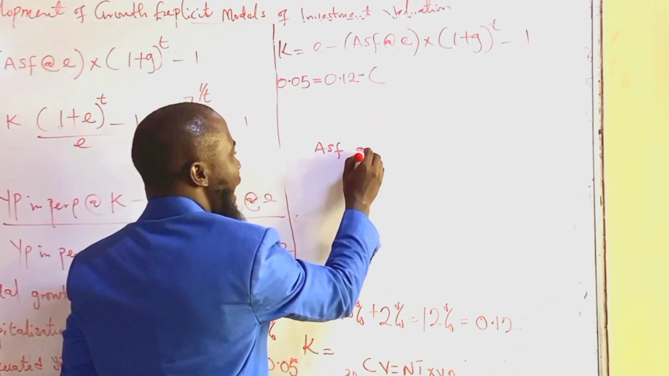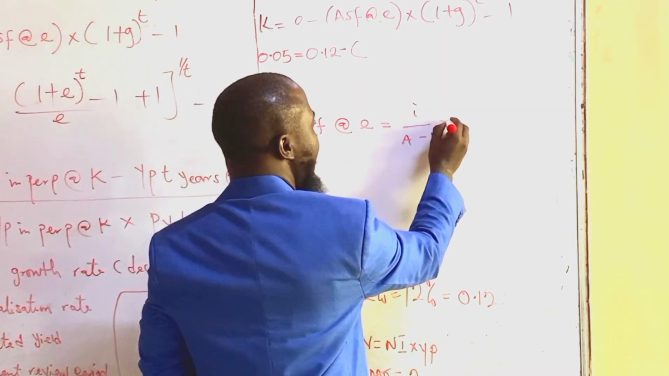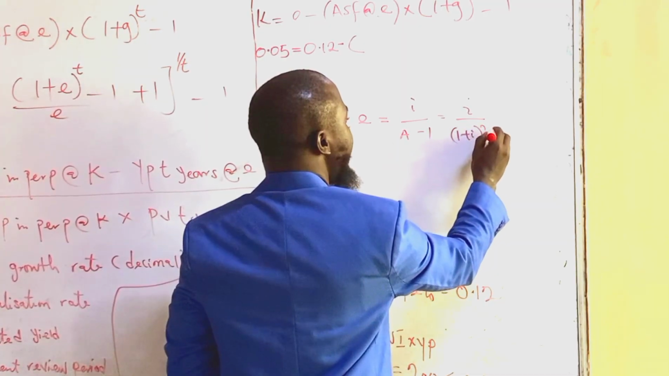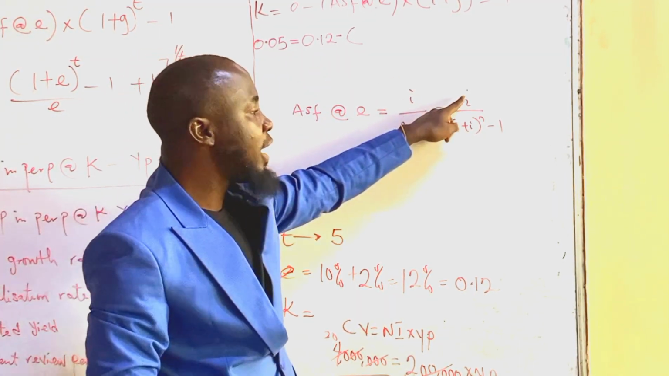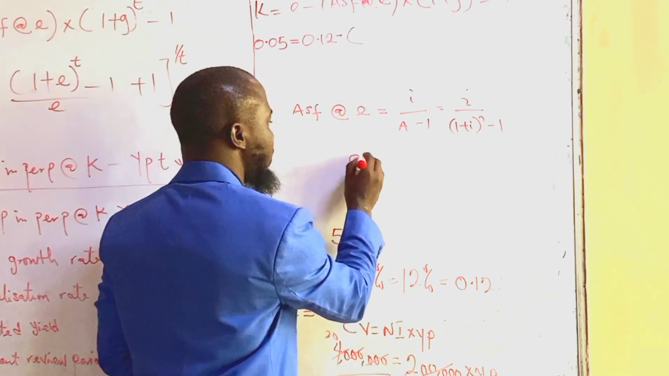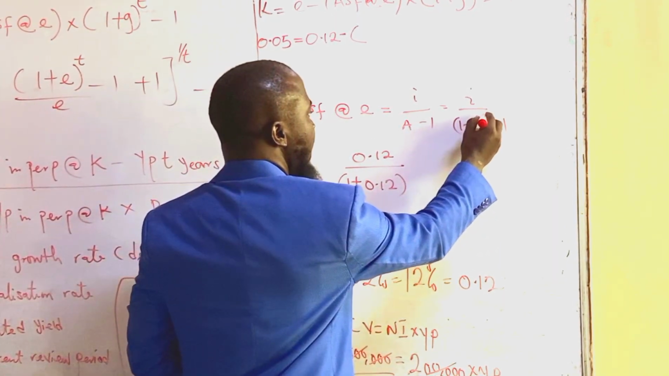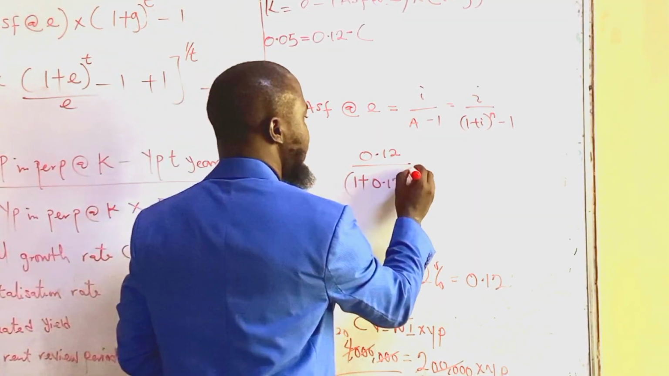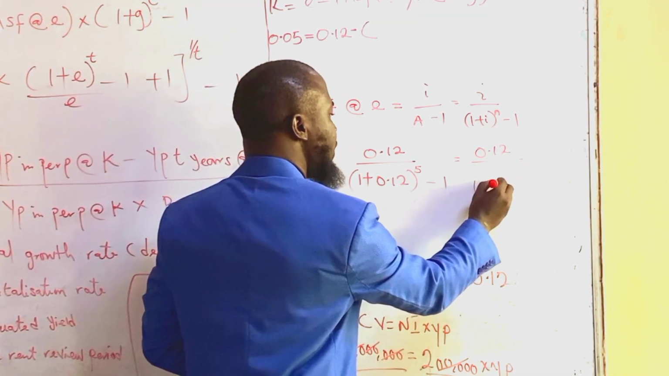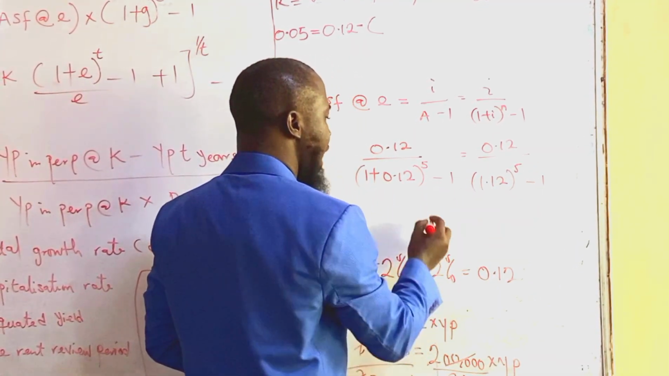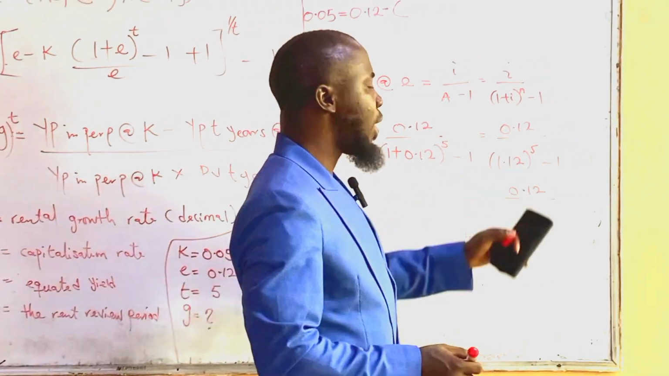Annual sinking fund at E equal to I all over A minus 1. And the same thing as well, I all over 1 plus I raised to power n minus 1. Now at E, we are dealing with E now. What is the value of our E? It is 0.12. Our I will now be what? 0.12 all over 1 plus I 0.12 all raised to power n. Your n, the yearly review, 5 years, 5 minus 1. We have 0.12 all over 1.12 all raised to power 5 minus 1. We have 0.12 all over 1.12 all raised to power 5.